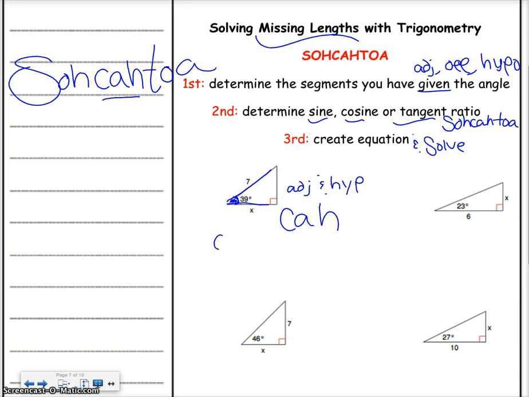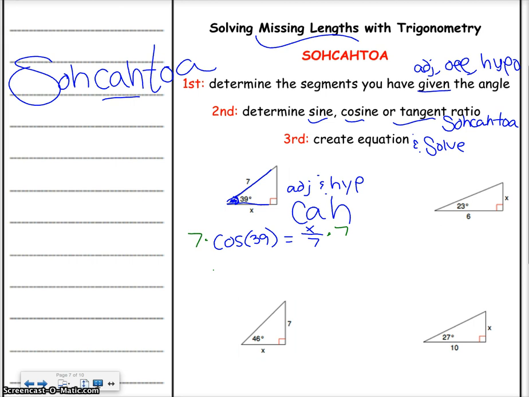So then I know cosine of 39 is equal to adjacent x over hypotenuse 7. So cosine of 39 is x over 7. Then this is the one new step. This is not new. It just looks different because there's a variable there. Now you just get the variable by itself. How do I move this 7? Times both sides by 7. That's algebra, and it's just plugging into your calculator.